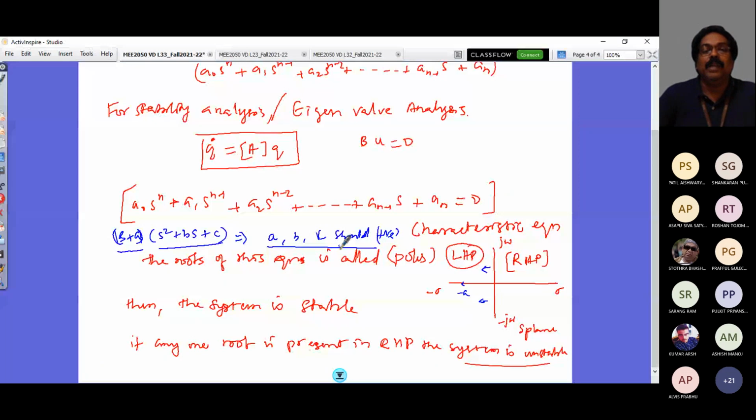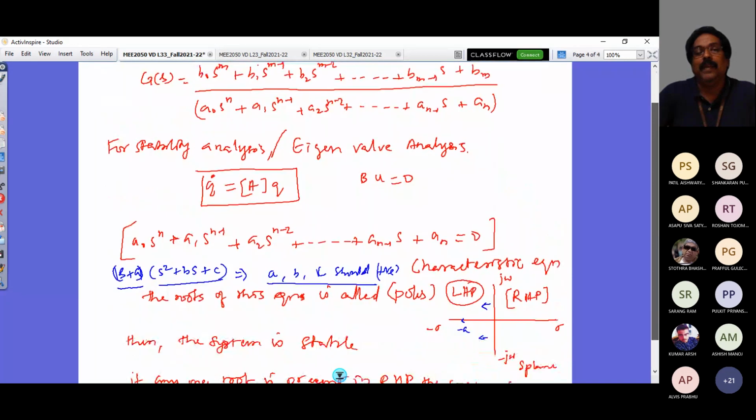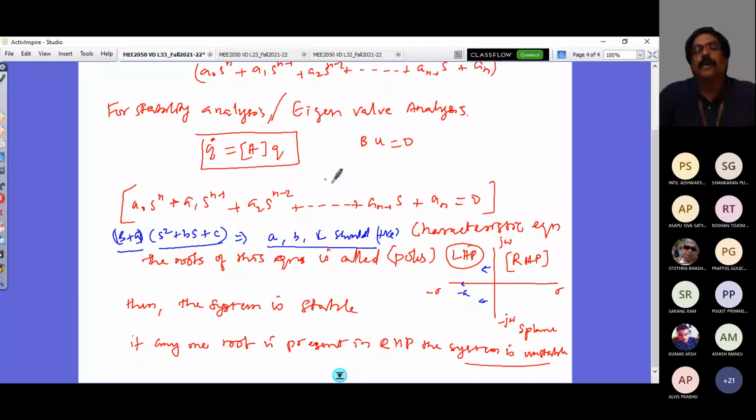But here the question comes: how do I find the nth order system roots? Factorizing is going to be complex. In such cases, can I tell about the stability without solving for the roots? Yes, that's what is proposed by the Routh stability criterion. The Routh stability criterion states that I can immediately tell, looking at my characteristic equation in the stability analysis, without factorizing it.